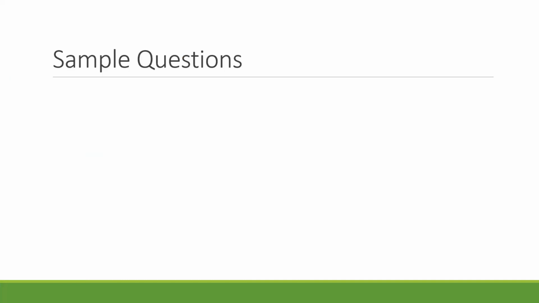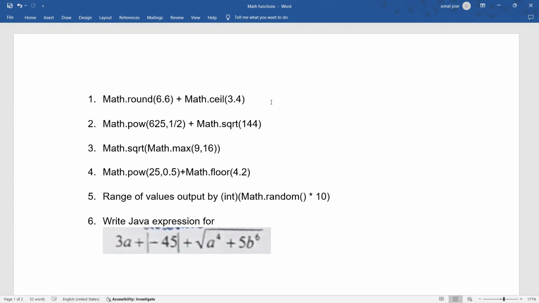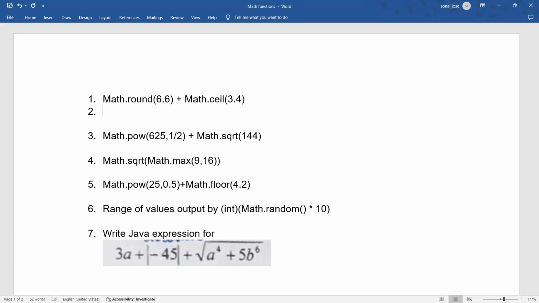So now let us have a look at some sample questions. Okay, so let us have a look at some sample questions from specimen paper and past board papers. Okay, so how do we do output based questions, and how do we convert a mathematical expression to a Java expression? So starting with this now, first one we say math.round 6.6.